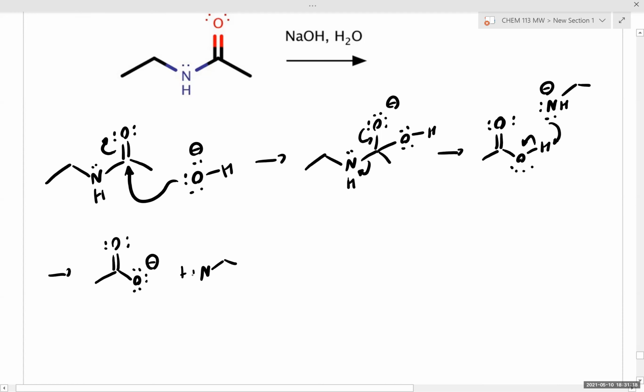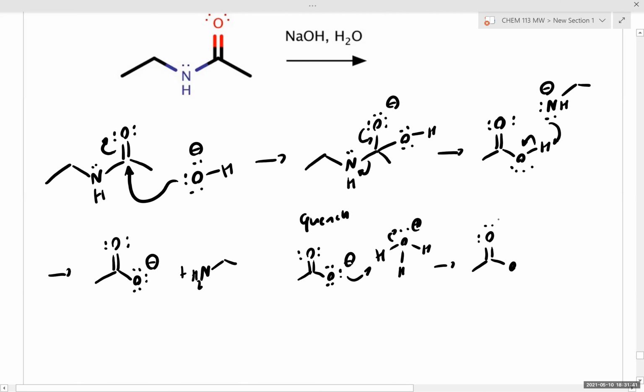And our free amine. And of course, when you quench your reaction mixture, your carboxylate salt is protonated, and that gives you your carboxylic acid. Any questions on this mechanism? Any questions on this mechanism for the basic hydrolysis of amides?